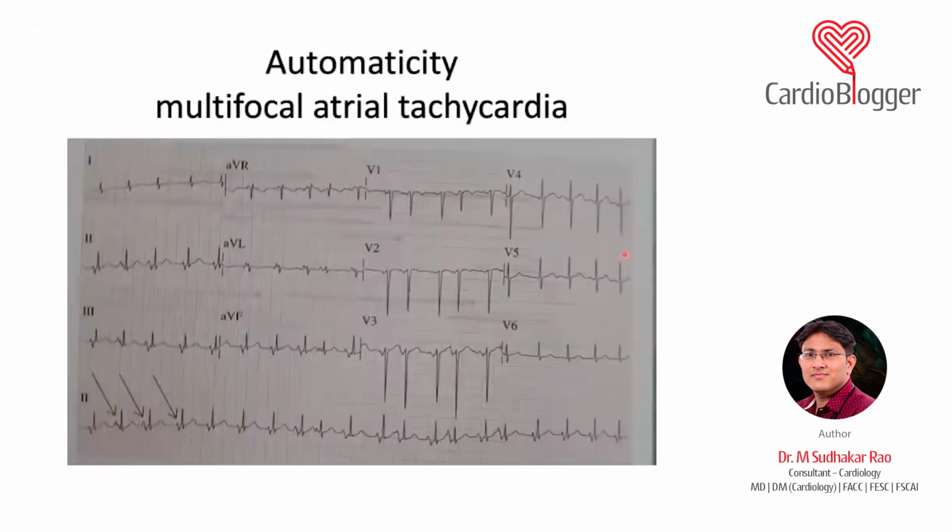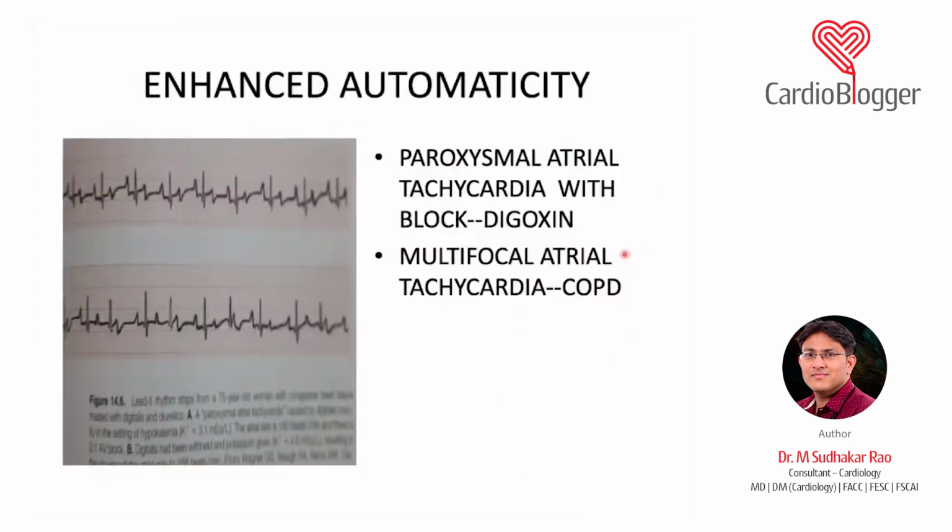So the examples involve sinus tachycardia, both appropriate and inappropriate, junctional tachycardia, ectopic atrial tachycardia, paroxysmal atrial tachycardia, and multifocal atrial tachycardia. So all these atrial tachycardias, except atrial fibrillation and flutter, which are due to re-entry, are due to enhanced automaticity.